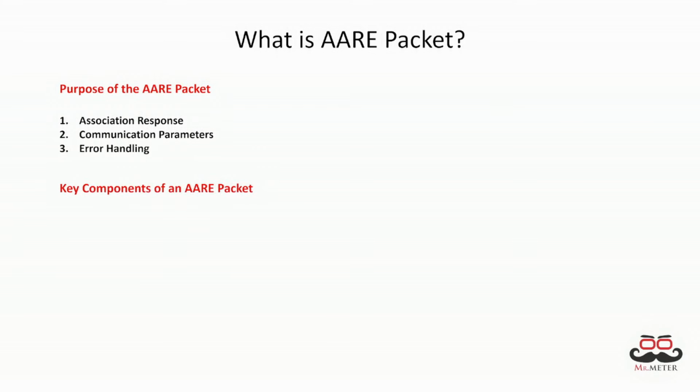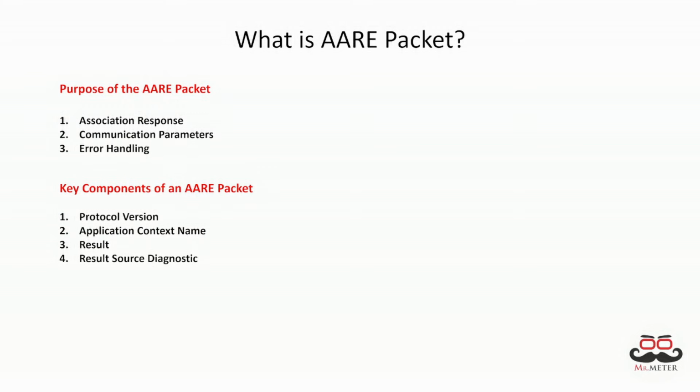The key components of an AARE packet. The first one is the protocol version, which indicates the version of the protocol being used for the communication. The second one is the application context name. This is the same as in the AARQ packet and indicates the agreed upon context or environment for the association. The third one is the result, which indicates whether the association request was accepted or rejected. Common values include accepted, rejected permanent, or rejected transient.